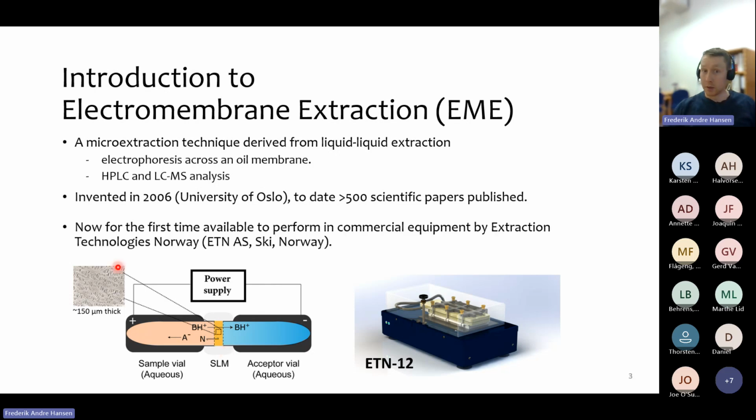As mentioned, this has been performed in over 500 scientific papers, but now is the first time you can actually buy equipment to perform this, which of course brings the standard of methods to a whole new level.